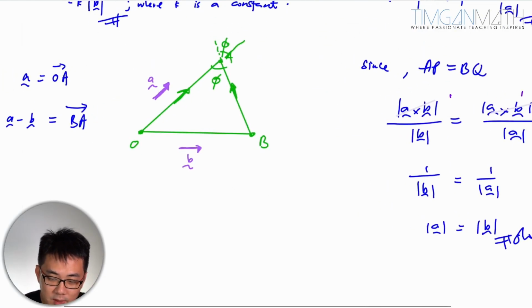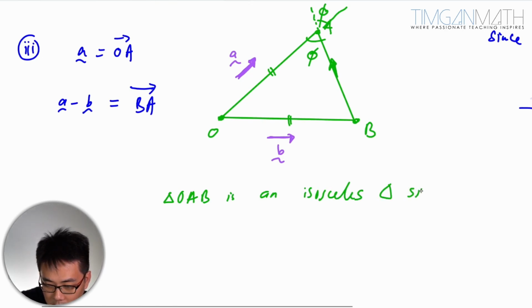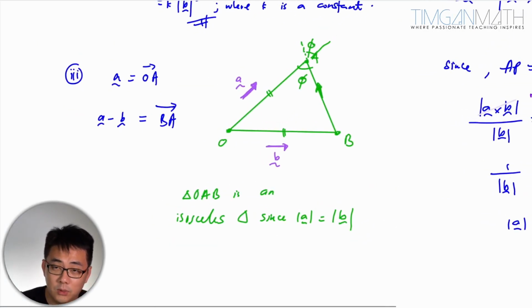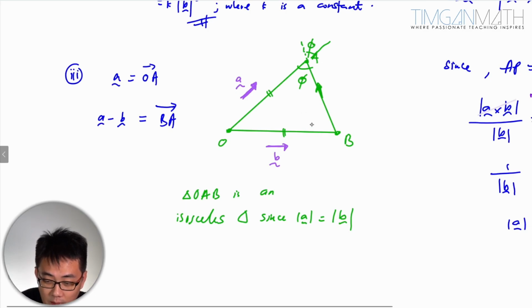this is an isosceles triangle, because the lengths are the same. Since triangle OAB is an isosceles triangle, since mod A equals mod B, this one would make life so much easier for us. Life is good.